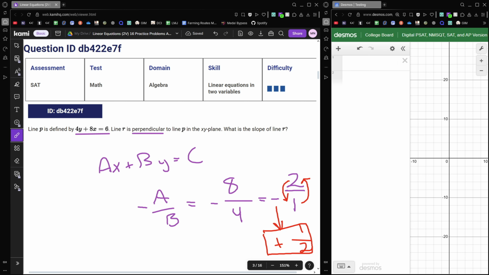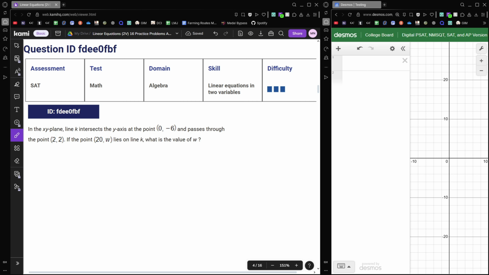That's the slope of line R. Question number 4. In the xy plane, line K intersects the y-axis at that point and passes through that point. If the point (20, w) lies on line K, what is the value of w? So here we have a line and 2 points, which means we can use linear regression.